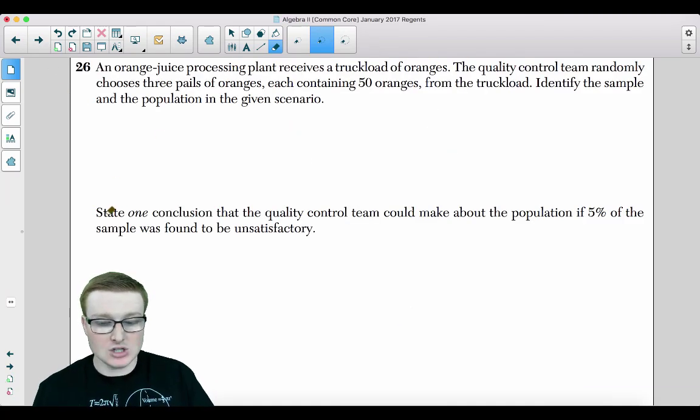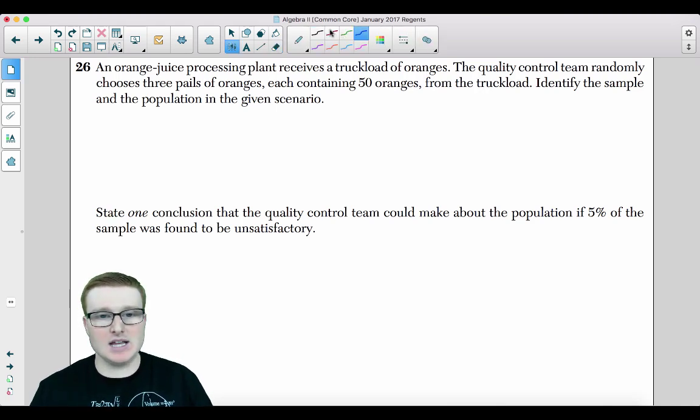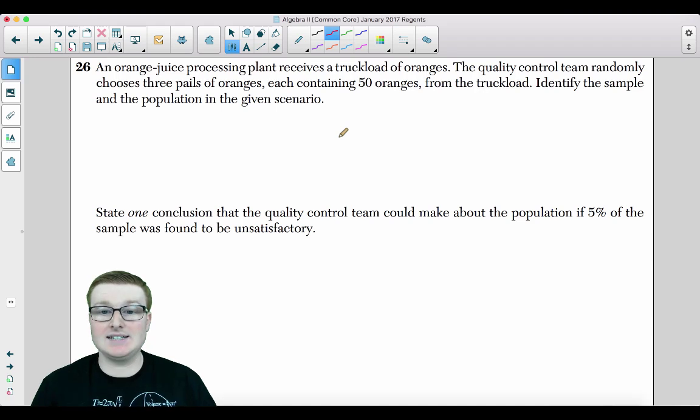Here we go. 26. An orange juice processing plant receives a truckload of oranges. The quality control team randomly chooses 3 pails of oranges, each containing 50 oranges from the truckload. Identify the sample and the population of the given scenario.